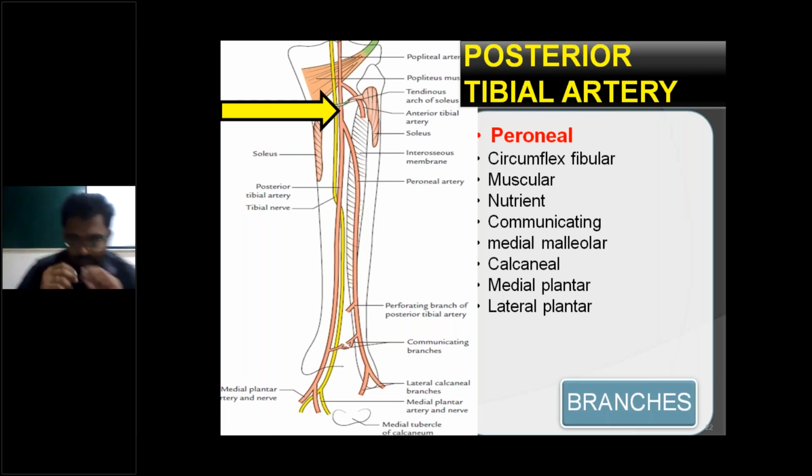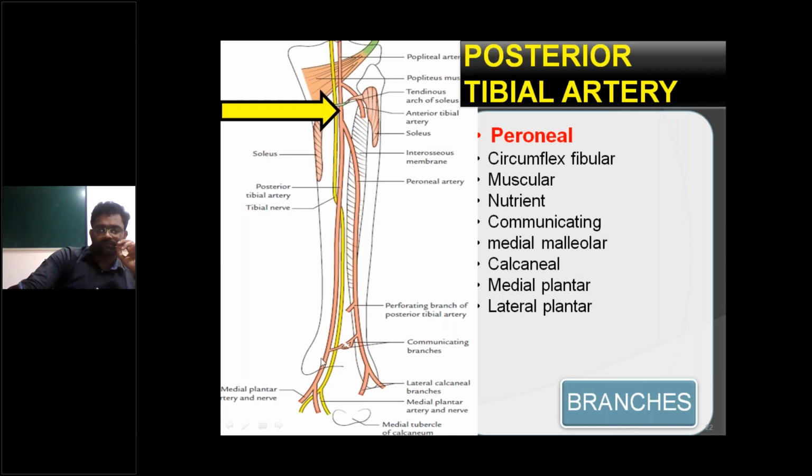Right? Next, communicating branch. The communicating branch arises from the posterior tibial. It communicates with the communicating branch of the peroneal artery. See in this picture, the communicating branch of the posterior tibial and the communicating branch of the peroneal are anastomosed with each other. It is a communicating branch.